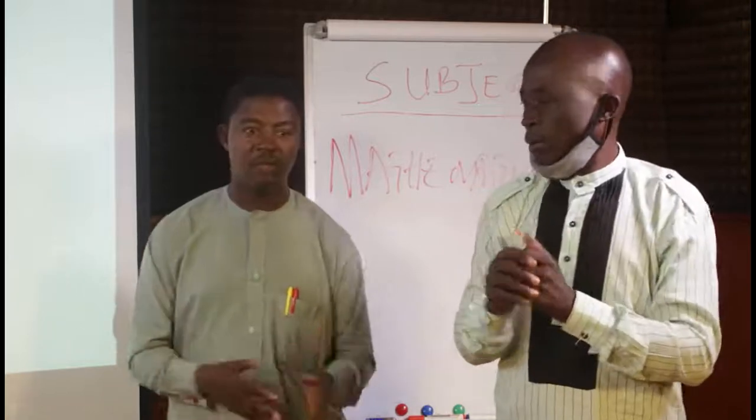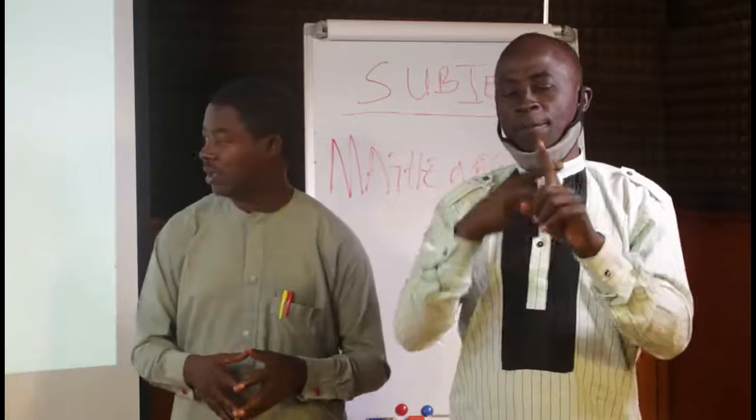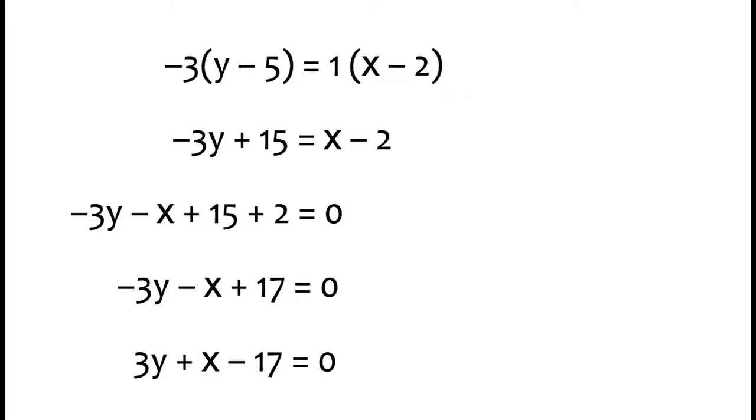Now when you multiply through by a negative number to have a positive form, the equation becomes 3y plus x minus 17 equals 0. That gives us the equation of the line.